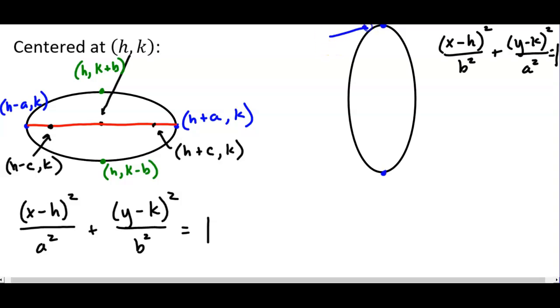And so this vertex up here is going to be h, comma, and then we're going to say k plus a. And then this one down here is going to be h, comma, k minus a. It's a little bit easier to graph than to come up with these formulas, actually. Okay, so now we have our center here. Our major axis is going this way.